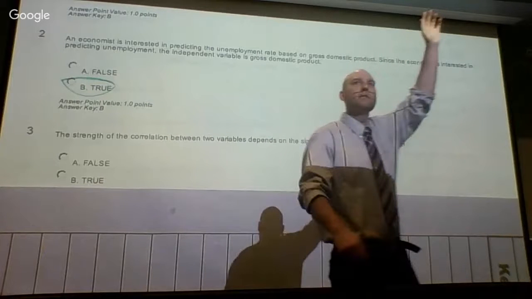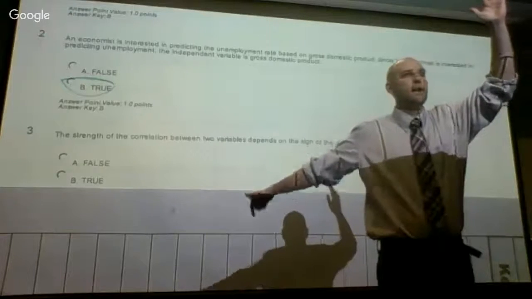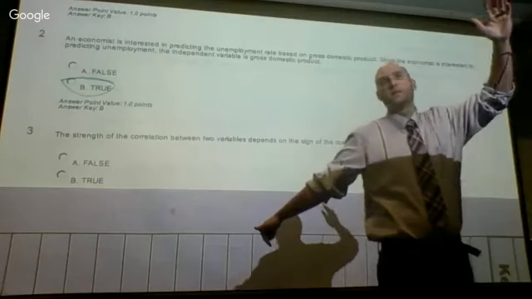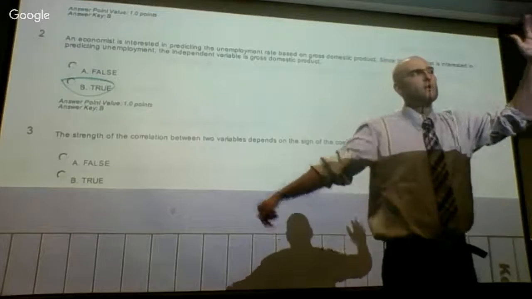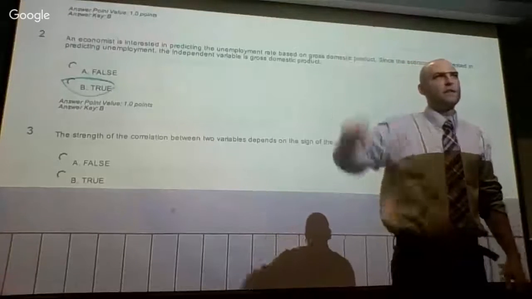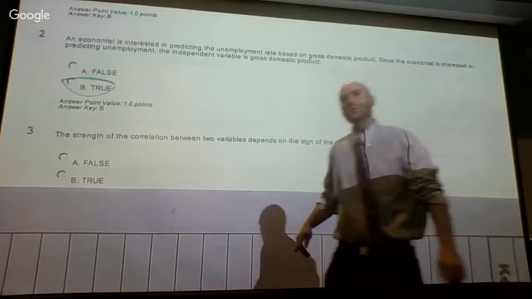I said, who says true? The strength depends on the sign. No takers? Who says false? That's a lot of hands. Good work, y'all. Maybe you already saw the answer. I don't know. Maybe you just know. But yeah, R is kind of like Z in that regard. It has a direction and a magnitude.